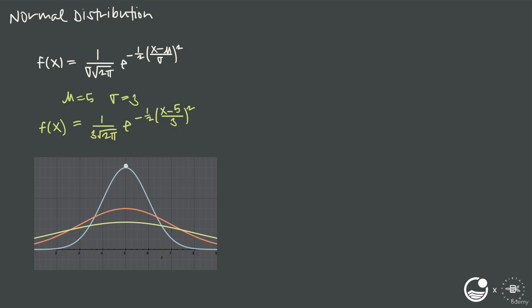We can see that the mean is 5 for all three distributions because we see here that all three distributions are centered at 5. Remember that for any normal distribution, the mean is right here at the center of the curve. And for any normal distribution, this is also where we'll find the median. In other words, in a normal distribution, the mean and median are always equivalent.